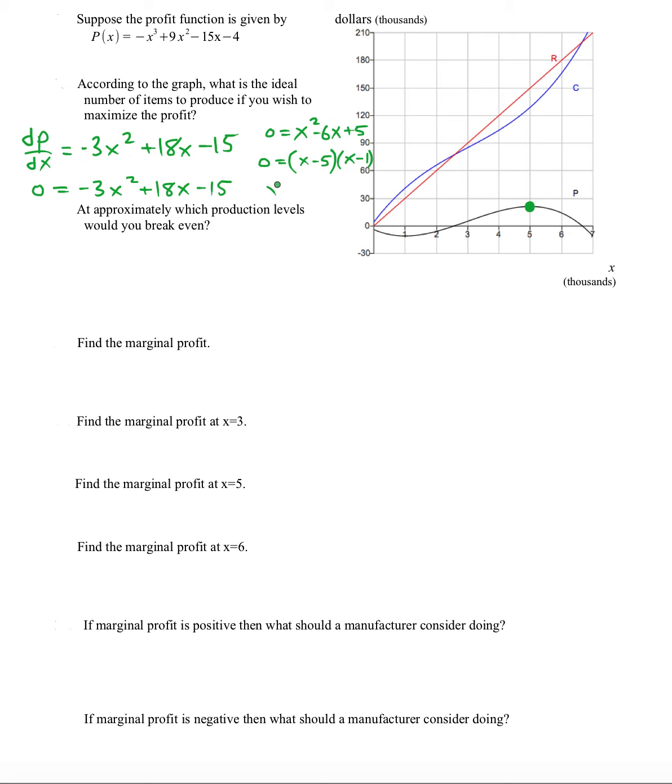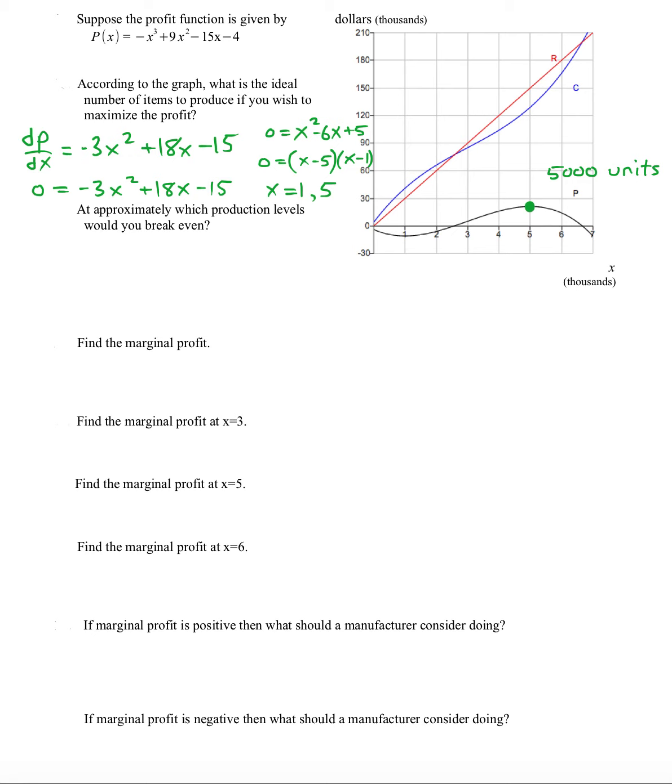So our solutions will be at x equals 1 comma 5, which we do see we have a minimum at x equals 1 and a maximum at x equals 5. So the maximum occurs at 5,000 units.